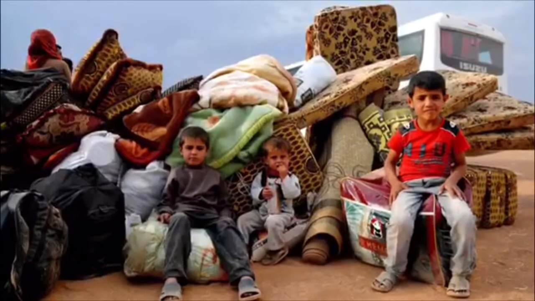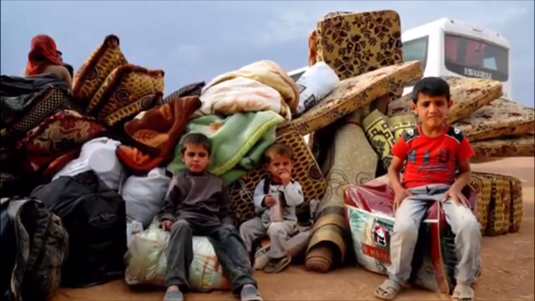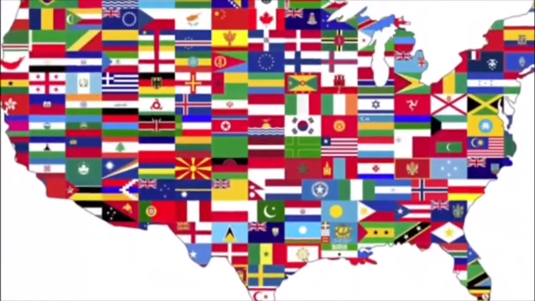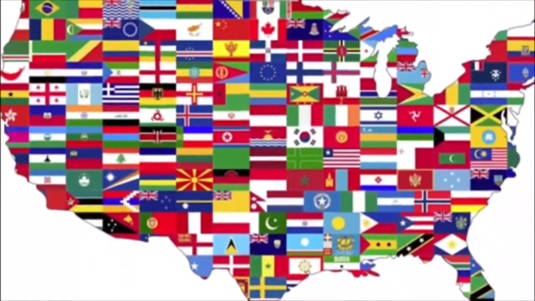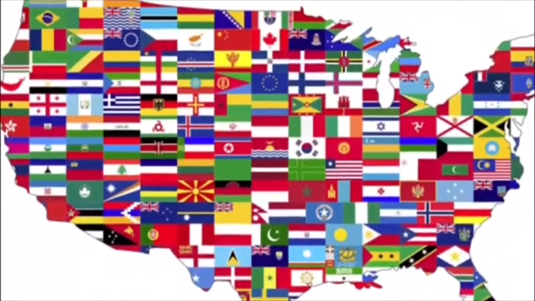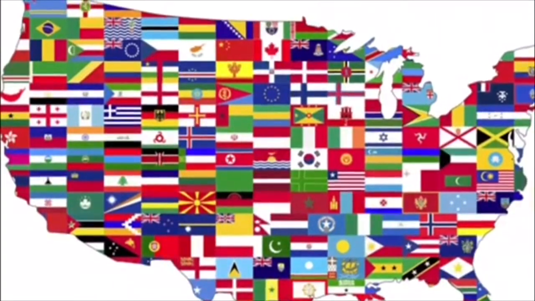Migration today accounts for a lot of the population. Around 214 million people today are international migrants. The U.S. has more foreign-born citizens today than any other country. There are around 42 million, and most of them live in the states of California, New York, and Florida.